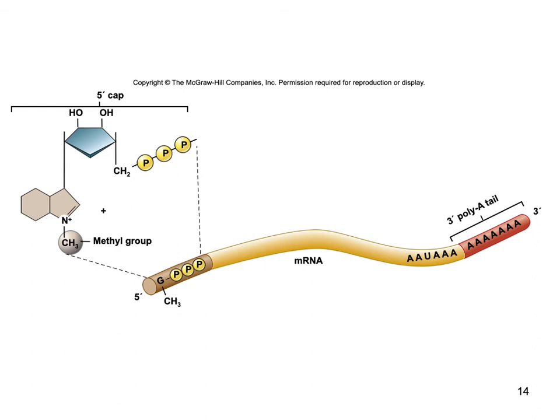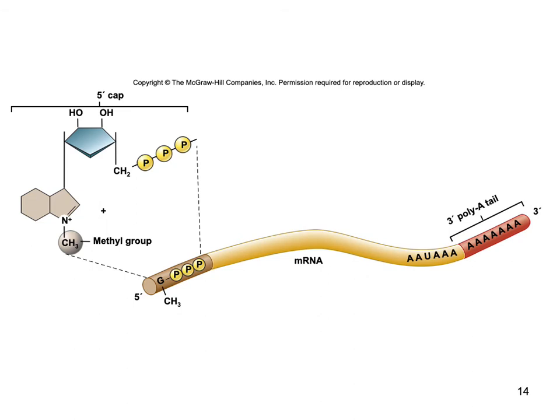On the opposite end of the messenger RNA, on the 3' end, a poly A tail is added, which is a bunch of RNA nucleotides that have the A nitrogenous base, and they're just added, and it varies how many there are. So now both ends are protected, the G cap on the 5' end, poly A tail on the 3' end.